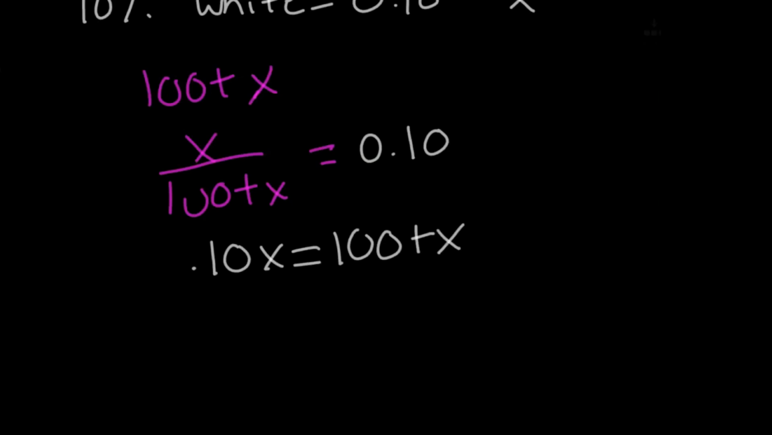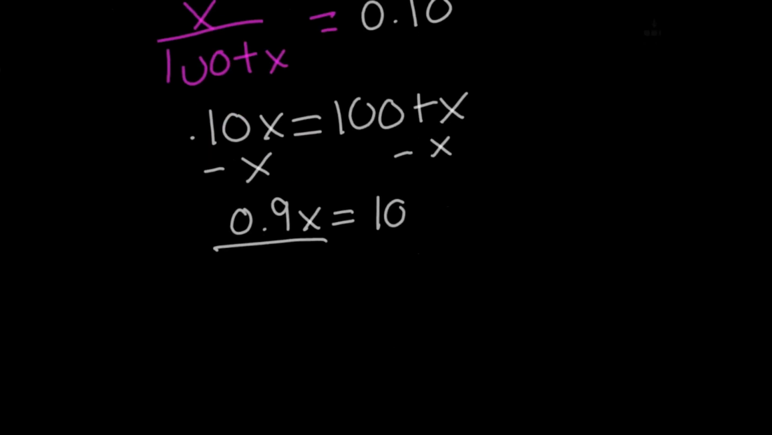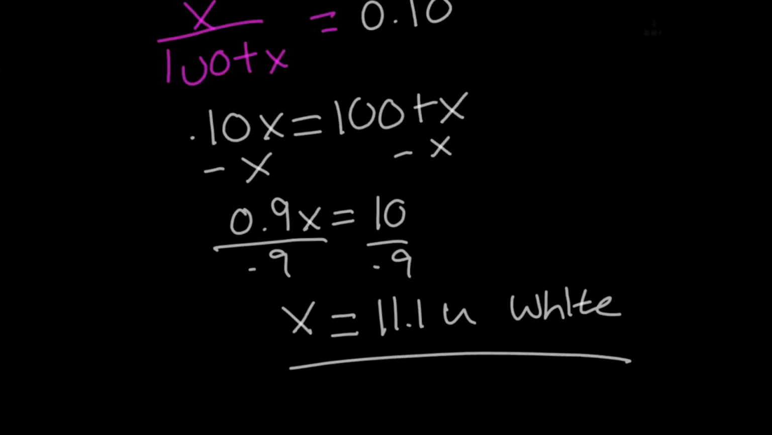Then get all your X's on one side. So by subtracting 0.10X, you are left with 0.9X equals 10. And then divide both sides by 0.9, leaving us with X equals 11.1 units of white paint. By adding approximately 11.11 units of white to the 100 units of red, the white becomes exactly 10% of our final mixture.